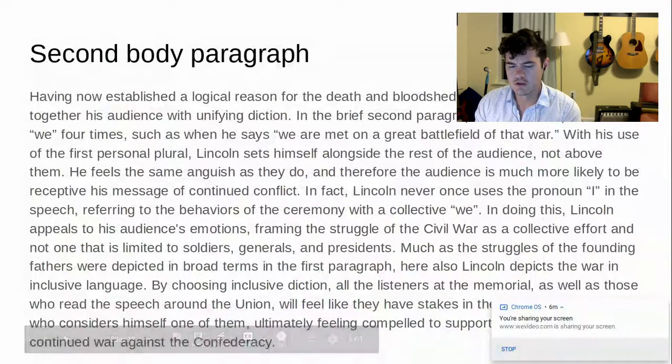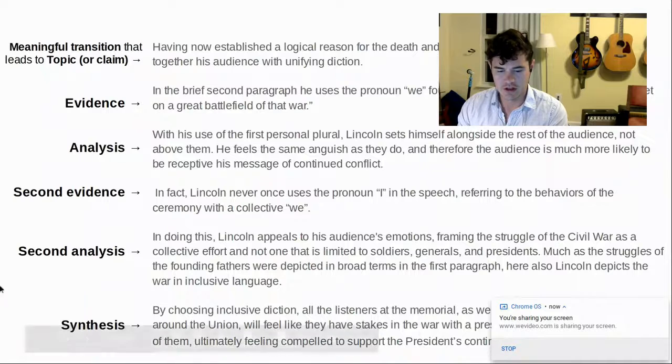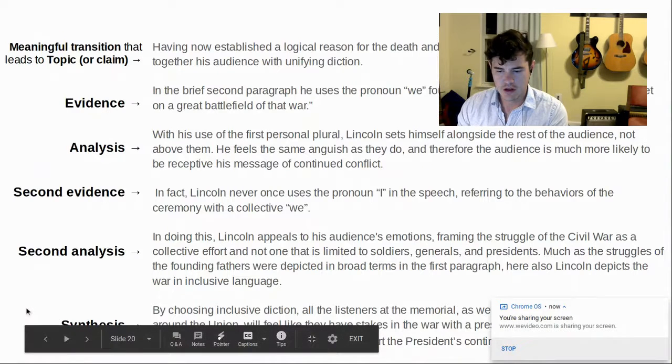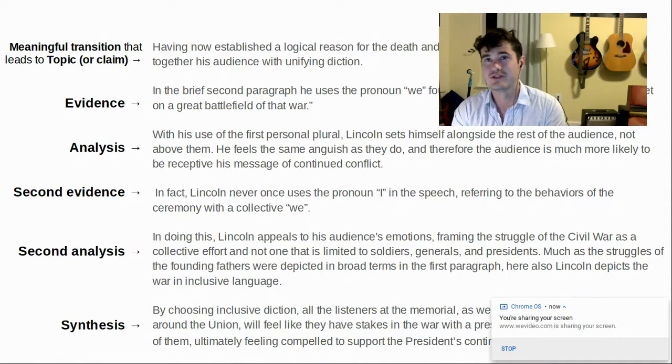So moving on to a second body paragraph. Here we are in slide 20, where I've broken down that second body paragraph for you. One thing I want you to note, when I was ranting about cohesion earlier, making these ideas stick together: the second body paragraph begins having now established a logical reason for the death and bloodshed of this battle. So I'm referencing those ideas in that first body paragraph. Lincoln brings together his audience with unifying diction.